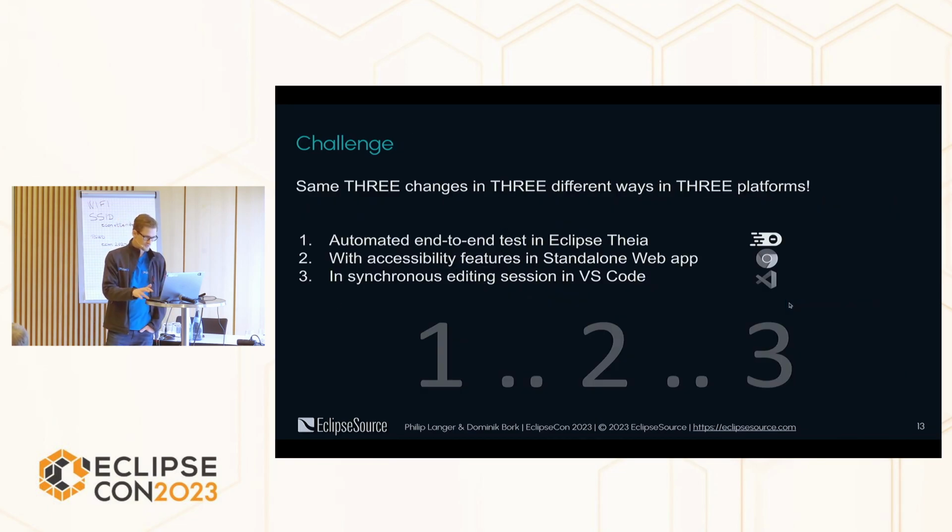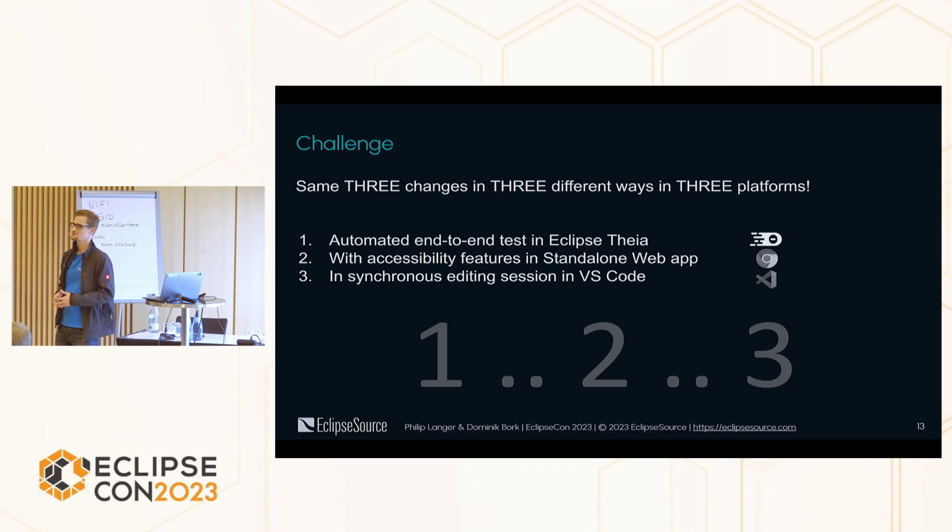But because it's not enough to just demo 3 experimental features, for some reason I thought I should make this even more of a challenge. So I will try to demonstrate these 3 new features by applying the same 3 changes in 3 different ways in 3 different platforms in the next couple of minutes. So the first one is automated testing. I will write the test where you basically do these 3 changes in an Eclipse CA application automatically.